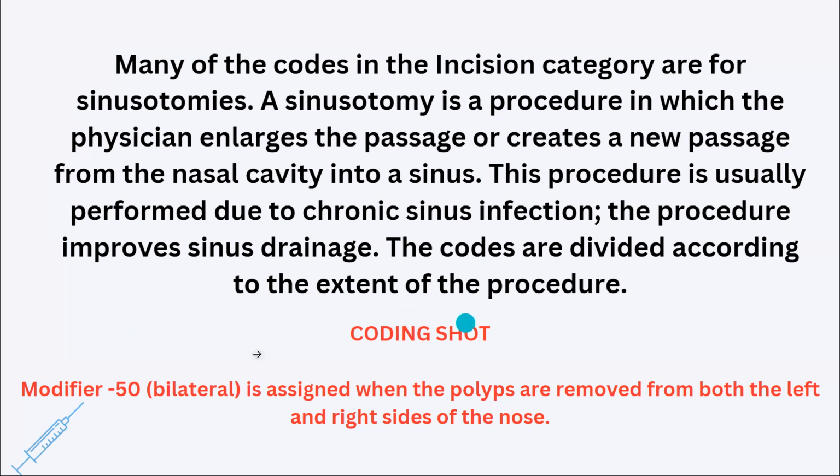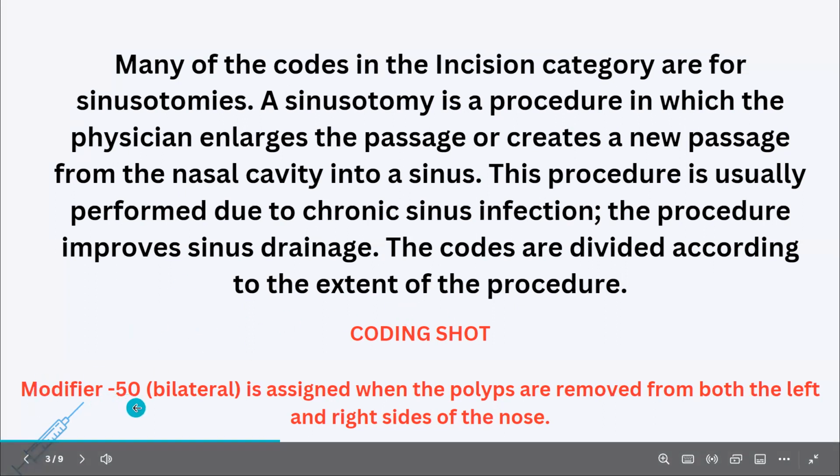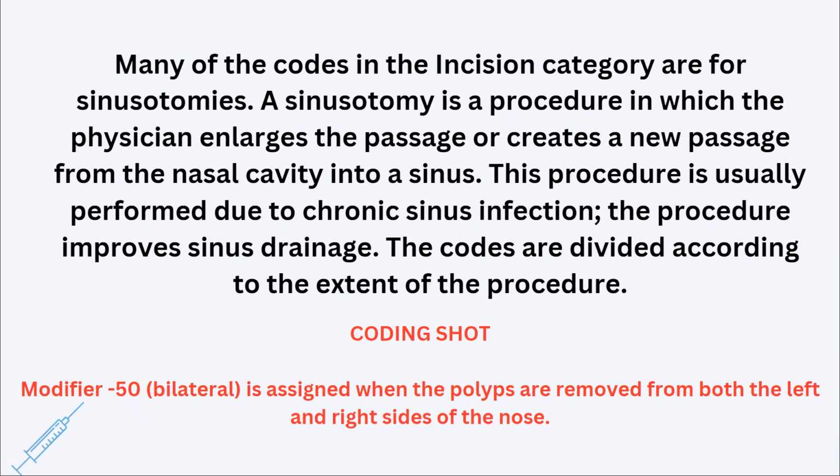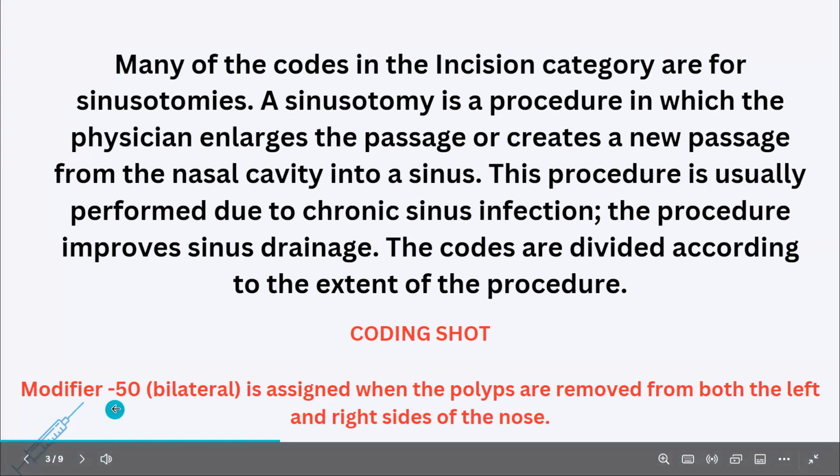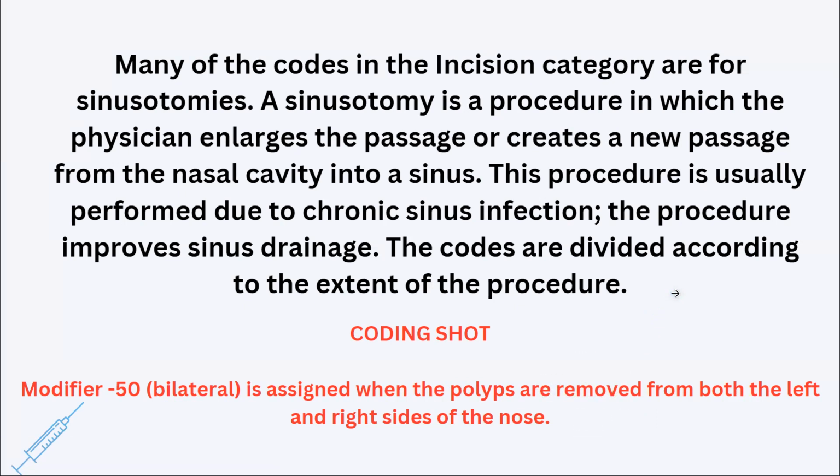So let's look at our coding shot and let's talk about modifier 50. Now remember, when you're in your CPT manual, on the back of the front cover, you have a list of modifiers. If you look at modifier 50, it means bilateral. So modifier 50 is assigned when the polyps are removed from both left and right sides of the nose. And it can be other things besides a polyp, but this was the coding shot that's actually in your book.